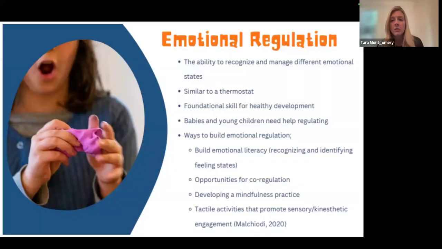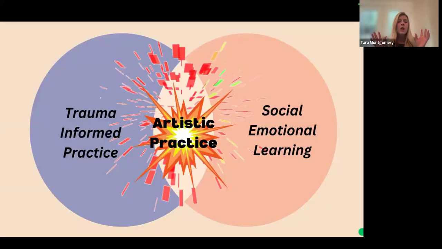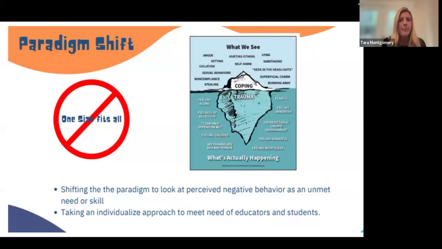Babies and young children need help regulating. Ways to build emotional regulation would be to recognize how am I feeling? This is how I'm feeling. This is why. And then opportunities for co-regulation, developing a mindful practice, and then tactile activities that promote sensory or kinesthetic engagement. So we have our trauma informed practice with our social emotional learning, and we can help with our artistic practice. A paradigm shift.